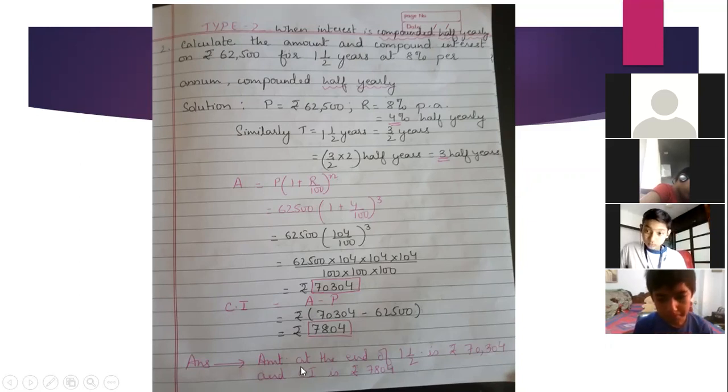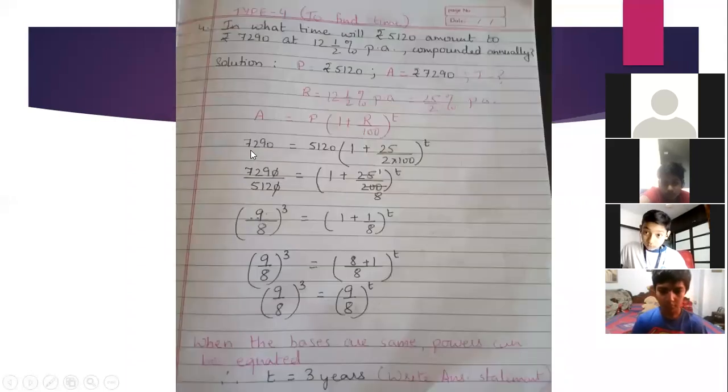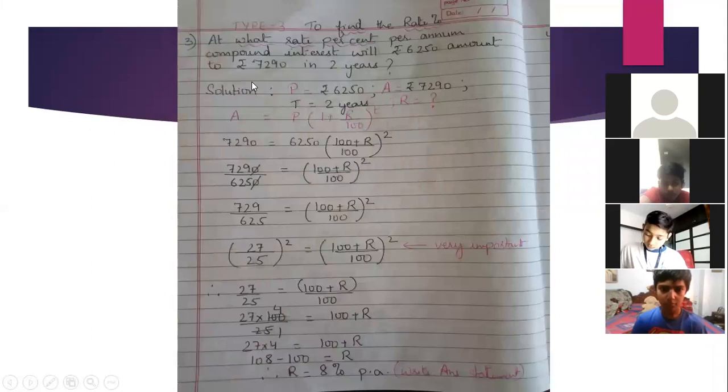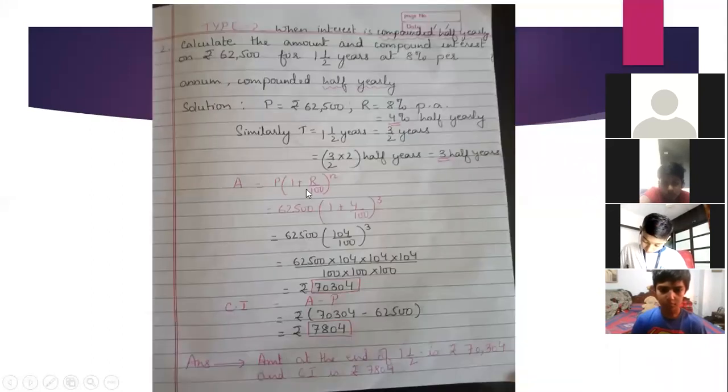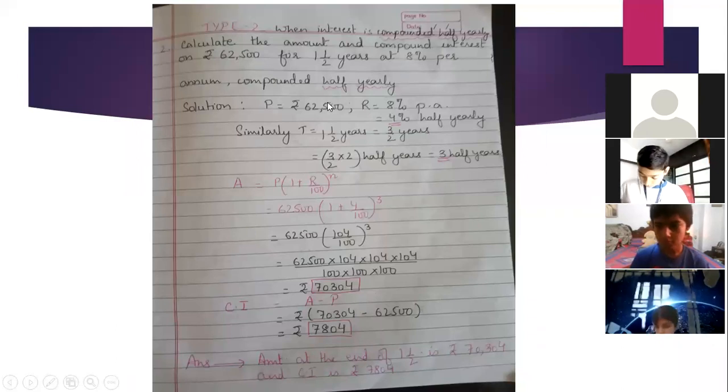And this is how I want you all to write the answer statement. Amount at the end of 1.5 years is 70,304 and compound interest is 7,804. So just imagine, in a span of 1.5 years, if I have taken 62,500, I'll be giving back 70,304, which is quite high. Because my interest is compounded half yearly, that is why it is high. If it is calculated yearly, then it will be less amount.